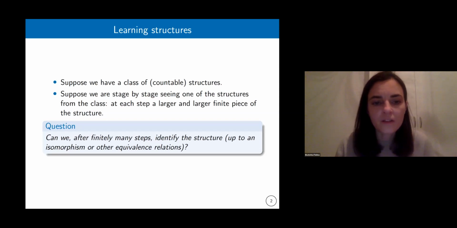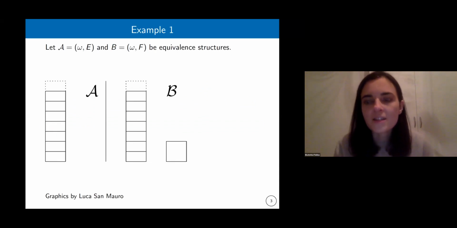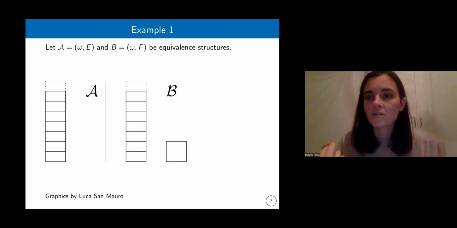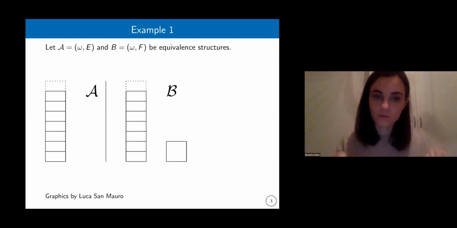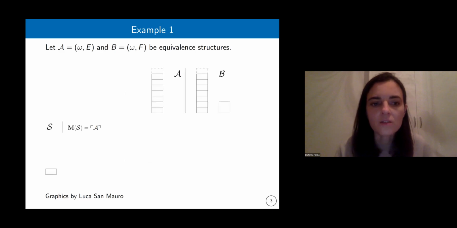There are quite some issues that have to be formalized here. But before I do this, let me show you that this is not a trivial question, even in the case where we consider just isomorphic copies of two structures. So our class consists of isomorphic copies of just two pretty simple equivalence structures, A and B. A has infinitely many equivalence classes of size 2, and B has infinitely many classes of size 2 and one class of size 3. Suppose we are seeing one of the structures, these finite pieces.